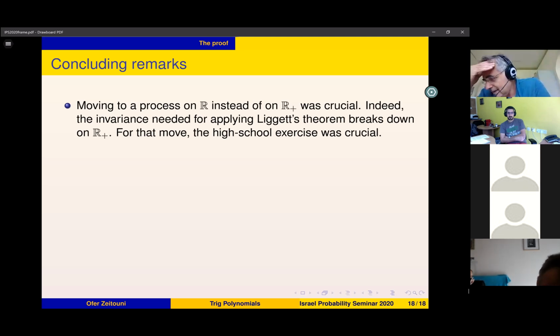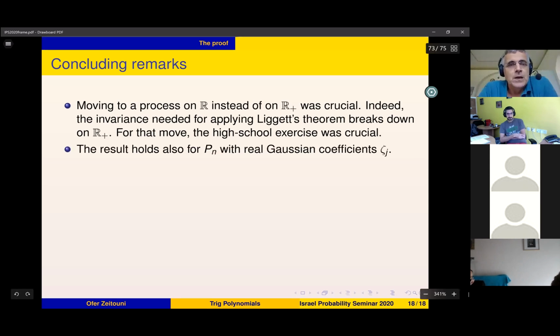And the idea to move to R, which is really this high school exercise, is that instead of looking at the distance, I can look at the signed distance. This was crucial. So without that, I don't have it. The second comment is that essentially the same result and the same proof works with Pn with real Gaussian coefficients. You can believe me. That's not very hard.